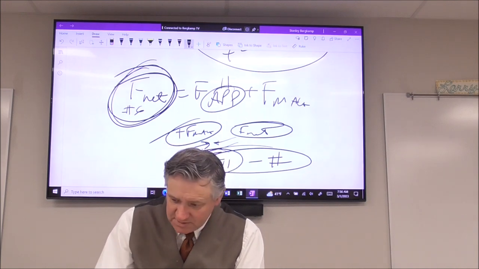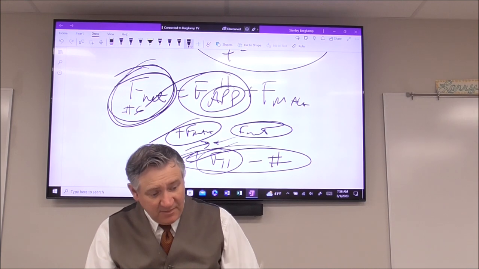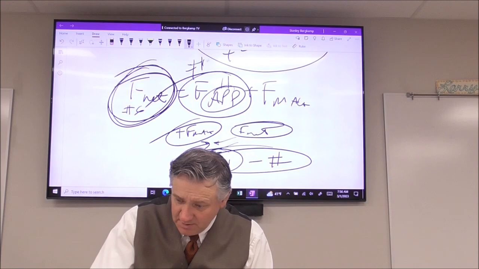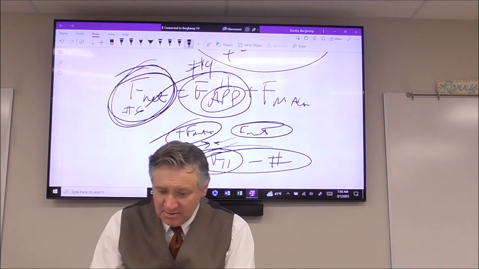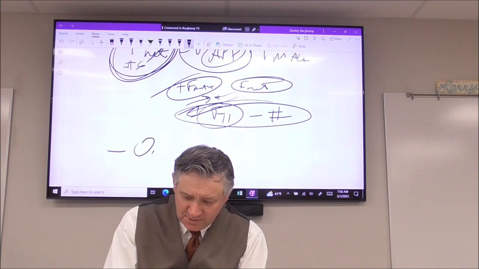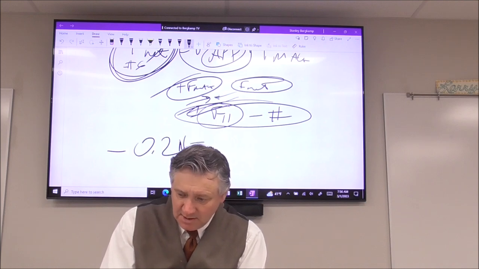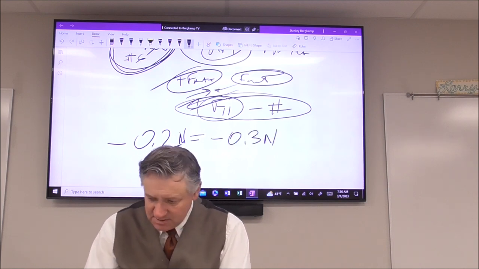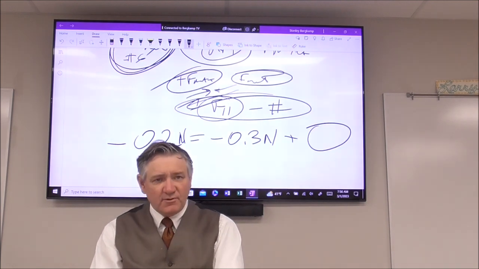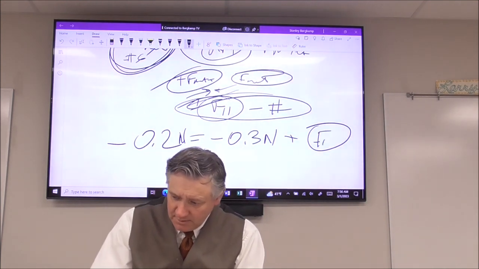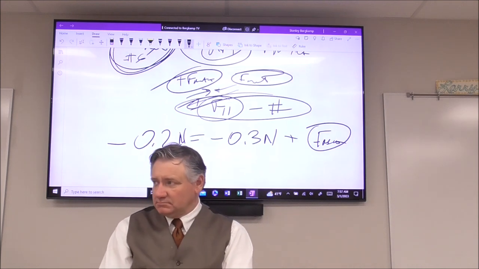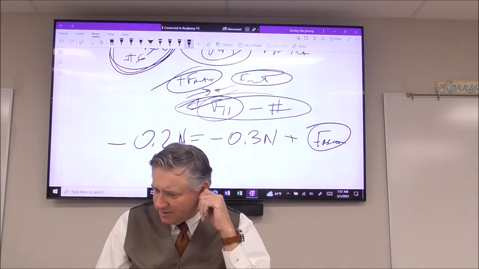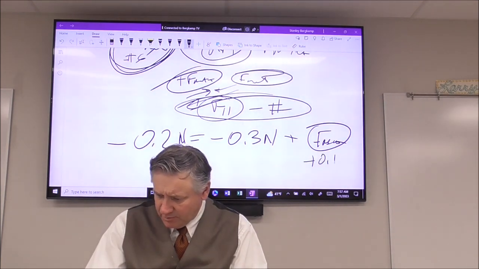You're going to know your force parallel, because you found that over here on number 4. So let's say the net force is negative 0.2 newtons. I'm just going to make up some numbers. And let's say your force parallel is negative 0.3 newtons. So how can you then define the force from the magnet? You can do algebra: you could add 0.3 to both sides. That's as simple as it gets. Or if you just want to look at it and know, okay, that has to be positive 0.1 newtons.